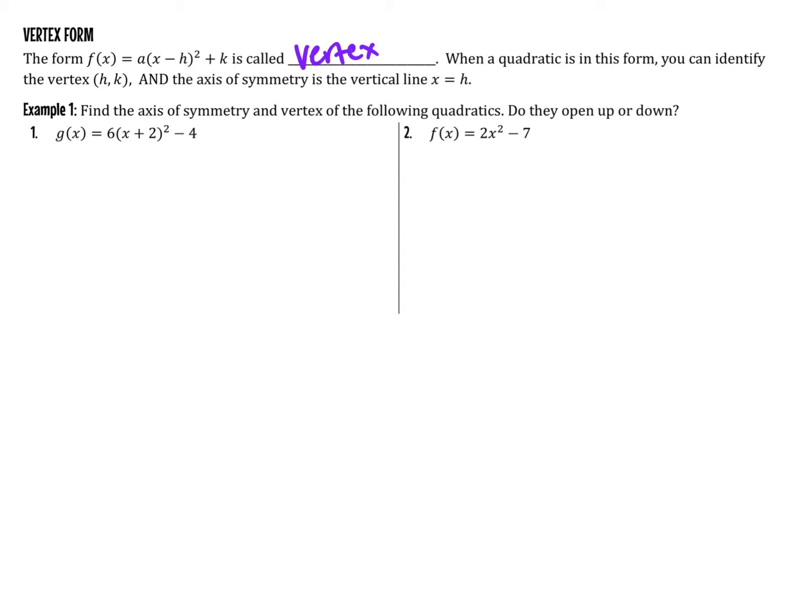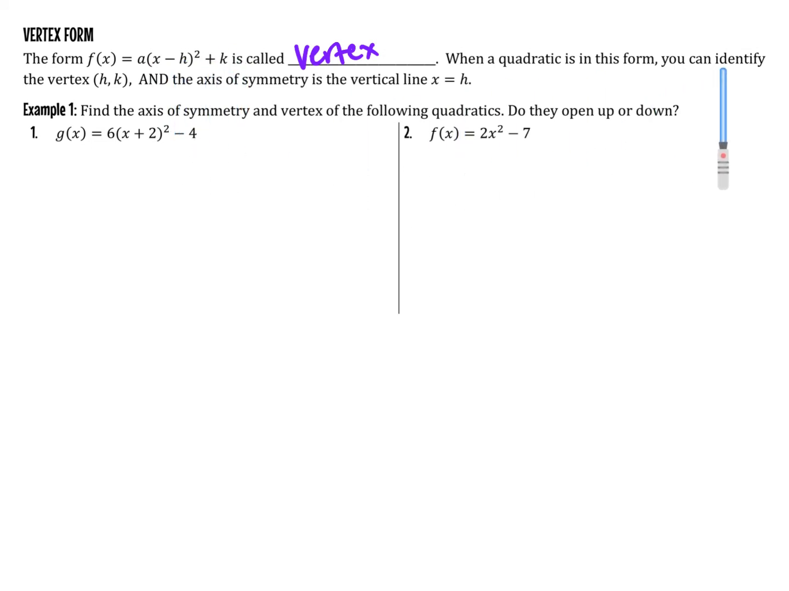So in the last video, we talked about vertex form, and vertex form is f(x), or y, equals a times the quantity x minus h squared plus k. And we actually talked about how the vertex is (h, k), so the opposite of what you see inside, that horizontal translation, comma k.